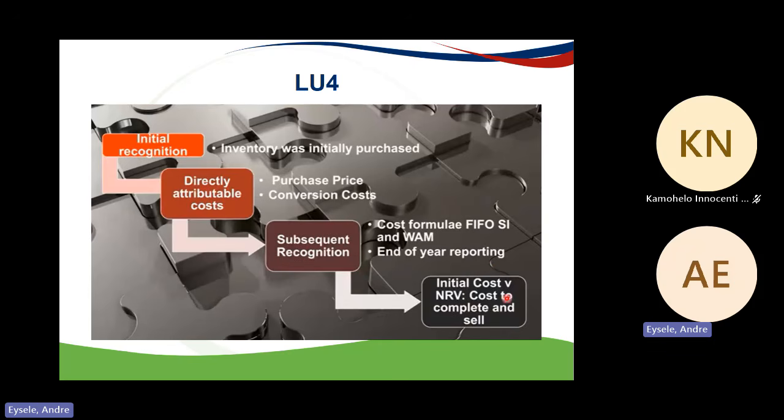So where are we? Remember, initial recognition is when you purchase the items, then you get directly attributable cost, which is your purchase price, your conversion cost, which is WIP, variable production overheads, fixed production overheads. And then the subsequent recognition criteria consist of your FIFO, the specific identification, only where goods have been manufactured for specific purposes and are normally not interchangeable.